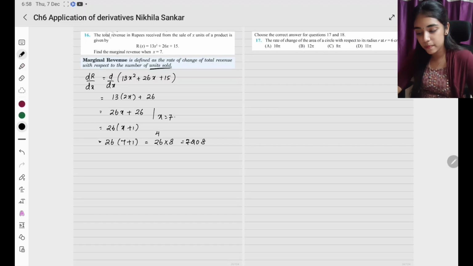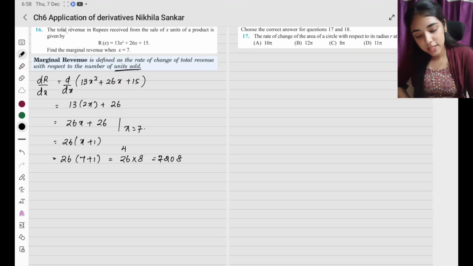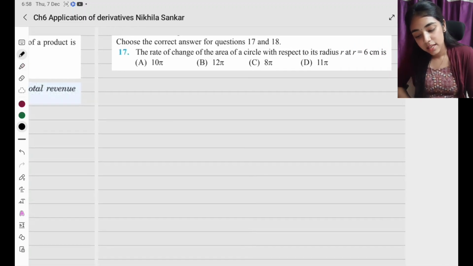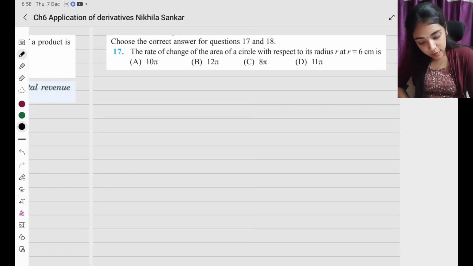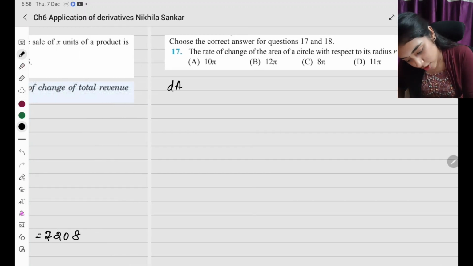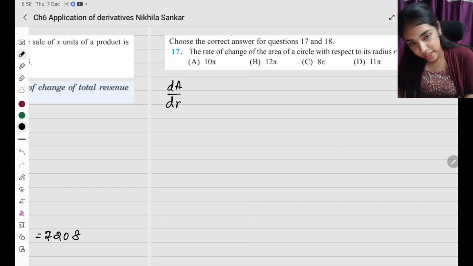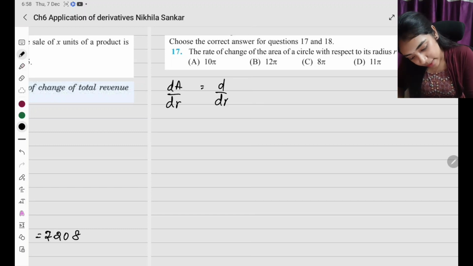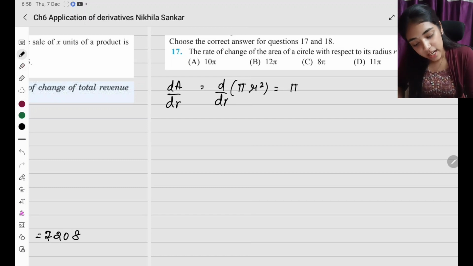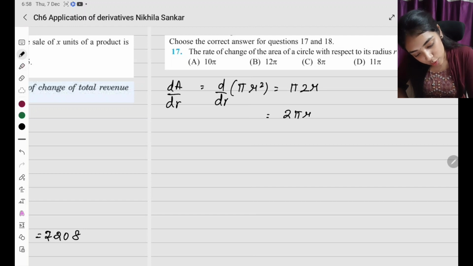Okay, please copy. Choose the correct answer. 17th. The rate of change of area of a circle with respect to radius. So rate of change of area with respect to radius. Okay, so this is going to be d by dr of area of circle, pi r square, equals pi is a constant. R square with respect to dr is going to be 2r, which is going to be 2 pi r.